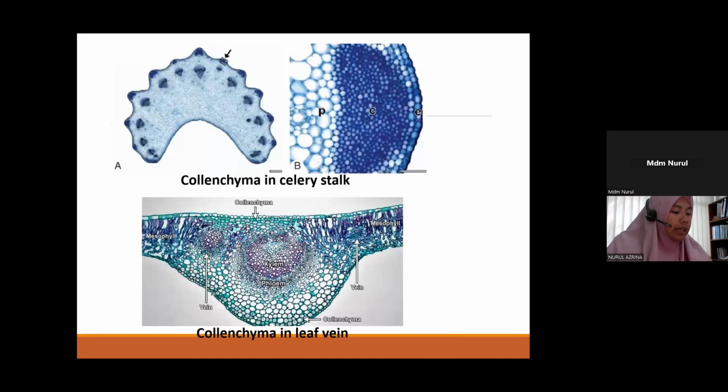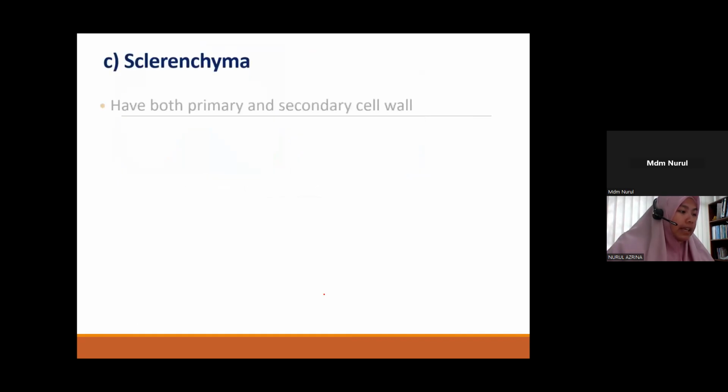All right. So you can see this is the collenchyma cell. Right. It is located towards the edge, or still in the area of cortex, but towards the edge region of the cortex. Okay. Right. So next, sclerenchyma.